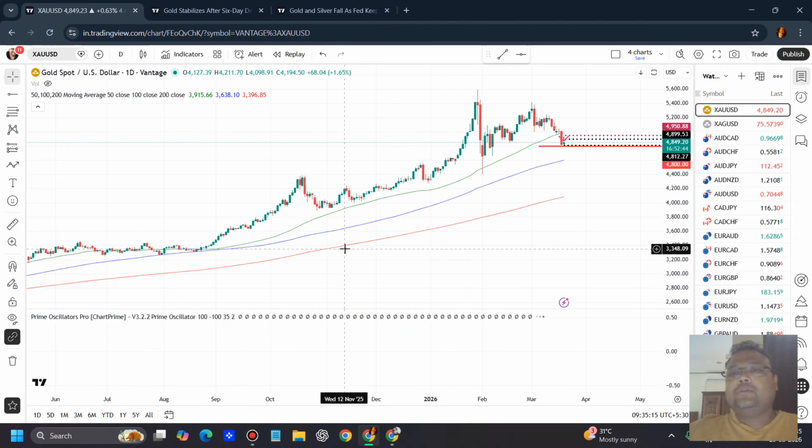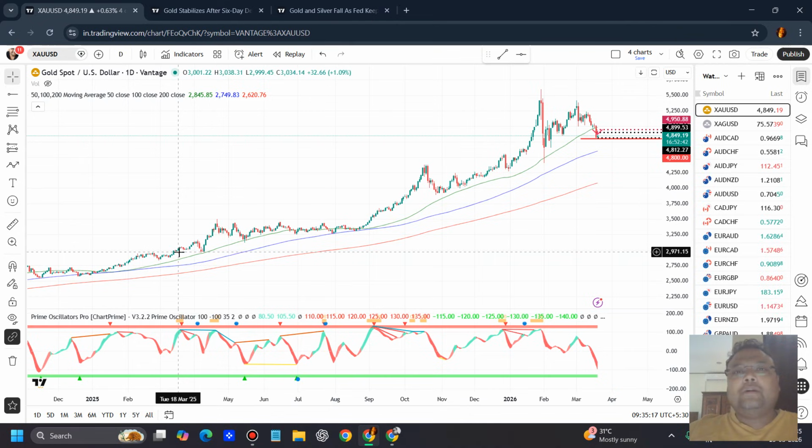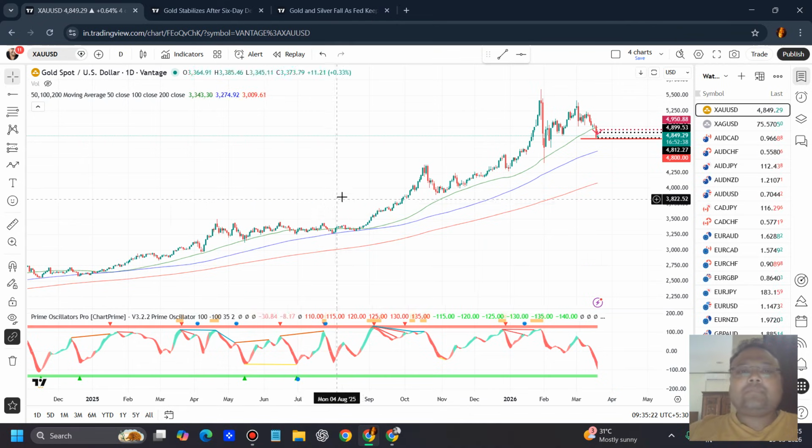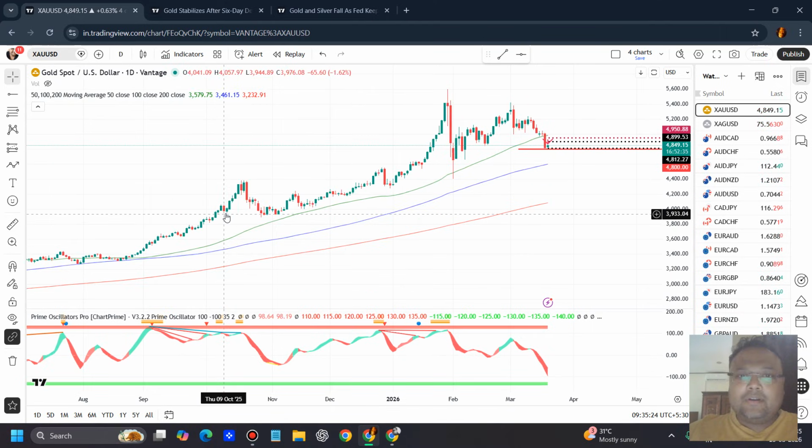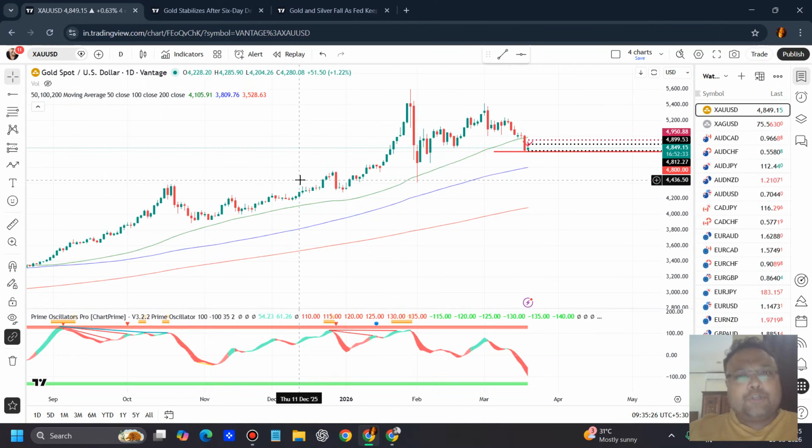On the daily chart of gold, we can clearly see the overall trend of the market is still intact. So position traders, nothing to worry about. Gold is still in your favor. The market is very much bullish, but yes, for swing traders and day traders, you need to follow the current trend of the market.